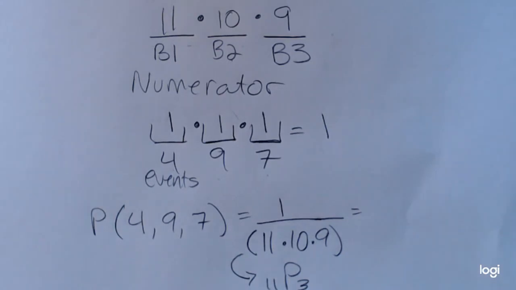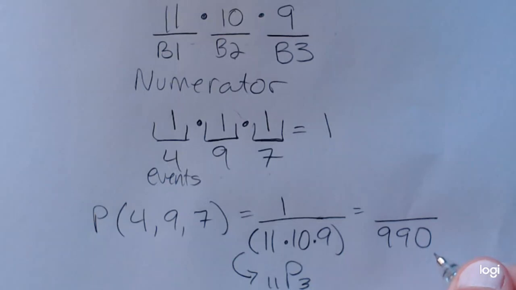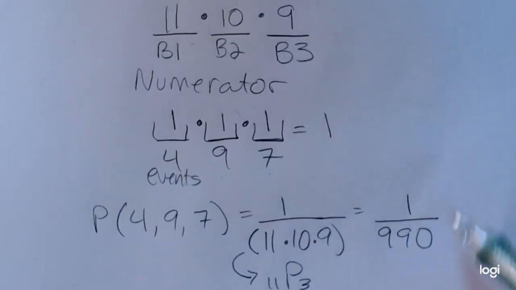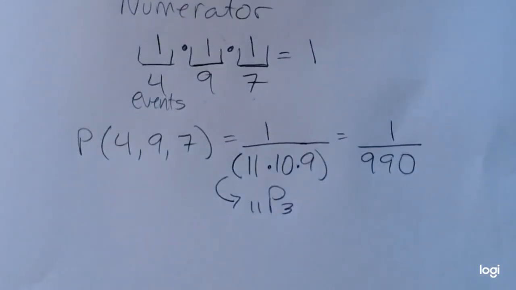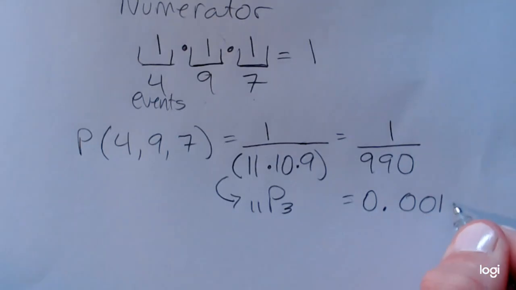Alright, so getting that in my calculator, actually I didn't need a calculator for this, sorry. This denominator is 990 and the numerator is still 1. So this is a fraction in its most reduced form. You could leave it like that, or you could go ahead and convert that to decimal, and then rounding to 4 decimal places I have 0.0010. Okay, very small probability.